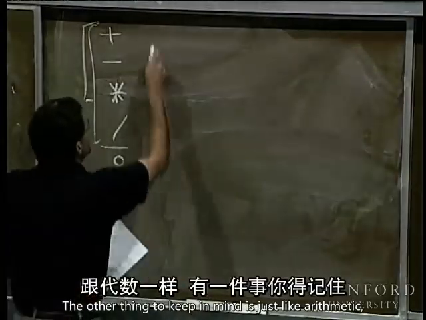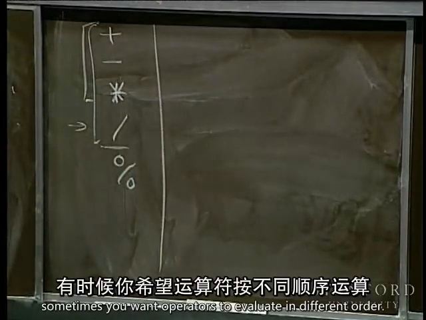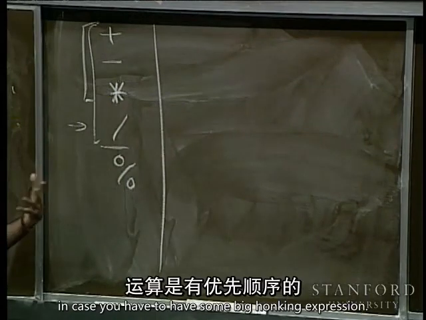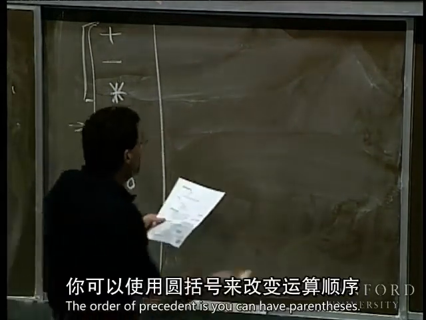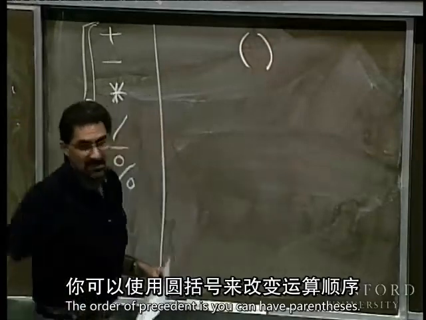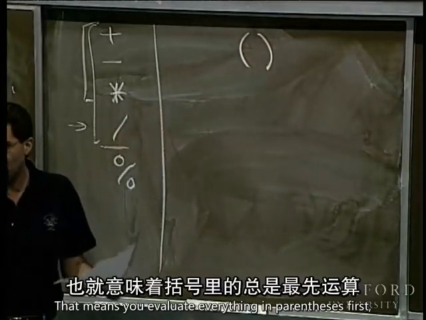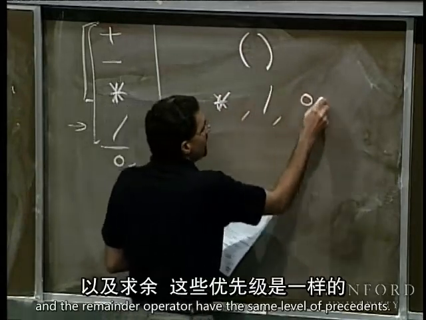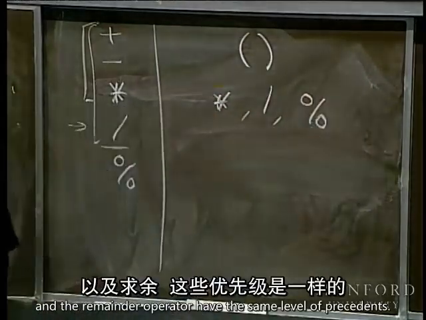The other thing to keep in mind is just like arithmetic, sometimes you want operators to evaluate in different orders. So there's an order of precedence for how these things actually evaluate in case you have to have some big honking expression. And the order of precedence is you can have parentheses. Parentheses are the highest precedence. That means you evaluate everything in parentheses first. Then multiplication, division, and the remainder operator have the same level of precedence.